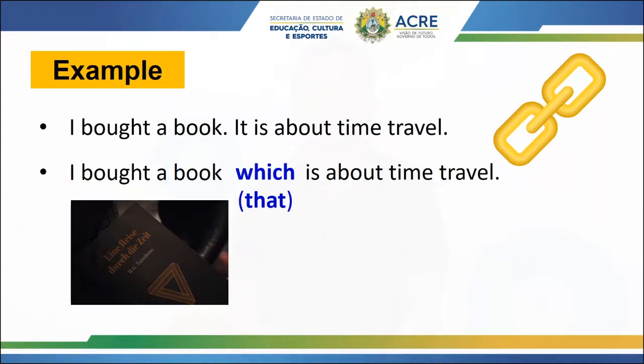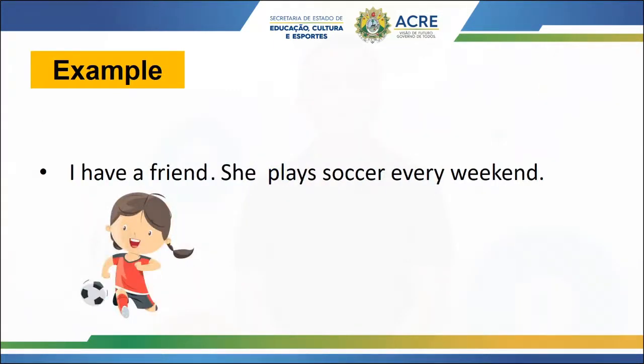Okay, let's go one more. Now we have the sentences, I have a friend, she plays soccer every weekend. Okay, so again, it's not necessary to use a period, right? And the pronoun she is not going to be used anymore, right? And we are going to use a relative pronoun in this situation, who, right? So, I have a friend who plays soccer every weekend. And of course, we can always use that, okay?